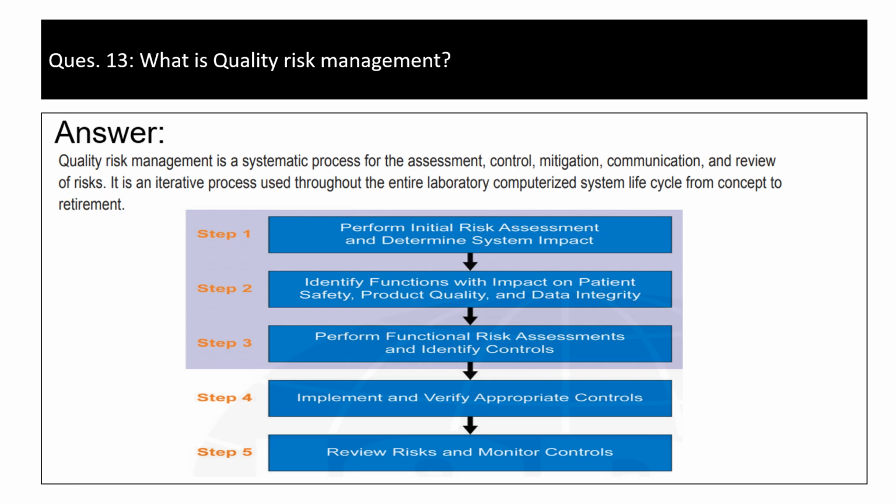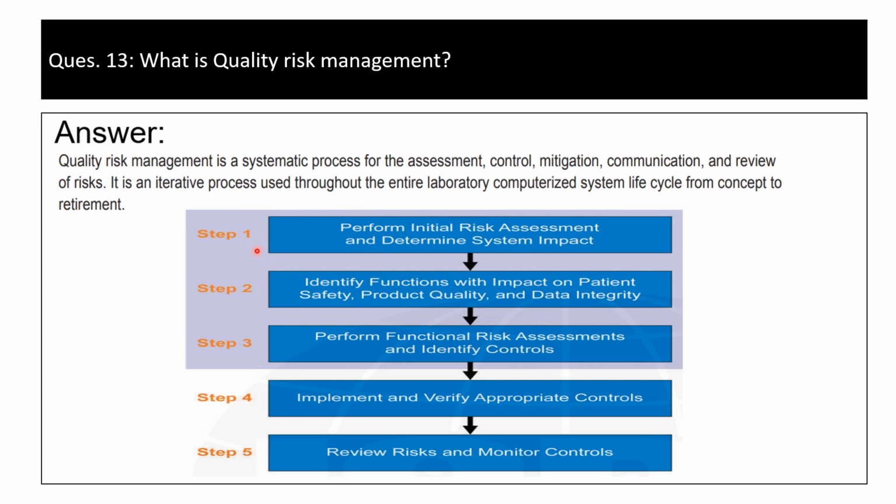Question number 13, what is quality risk management? The answer will be, quality risk management is a systematic process for the assessment, control, mitigation, communication and review of risk. It is an iterative process used throughout the entire laboratory computerized system life cycle from concept to retirement phase. There are 5 stages by which quality risk management can be performed.